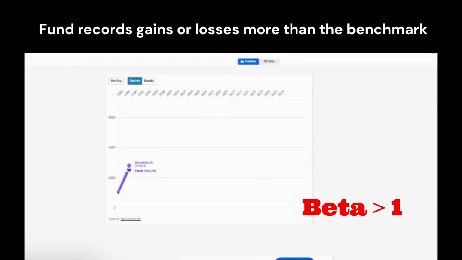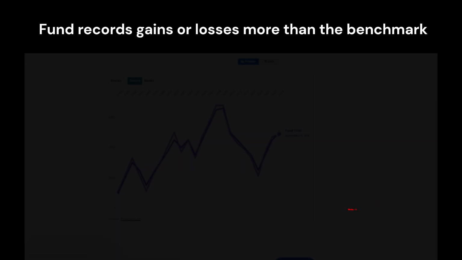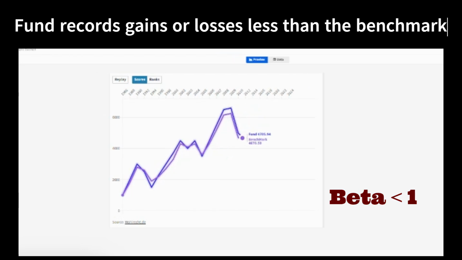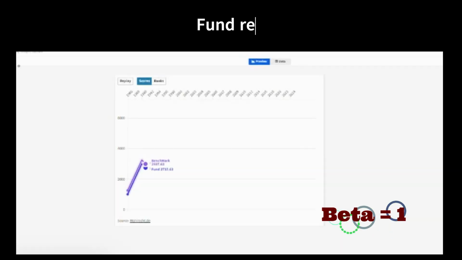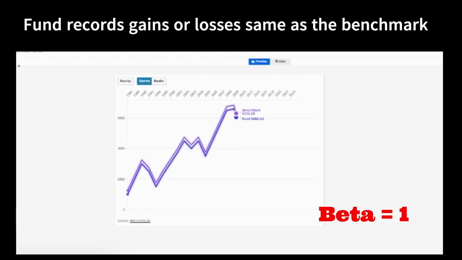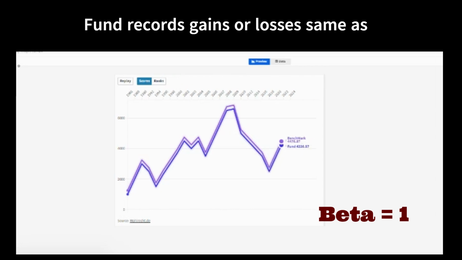So for beta more than 1, a fund records gains or losses more than the benchmark. For beta less than 1, a fund records gains or losses less than the benchmark. For a beta equal to 1, a fund would record gains or losses the same as that of the benchmark.